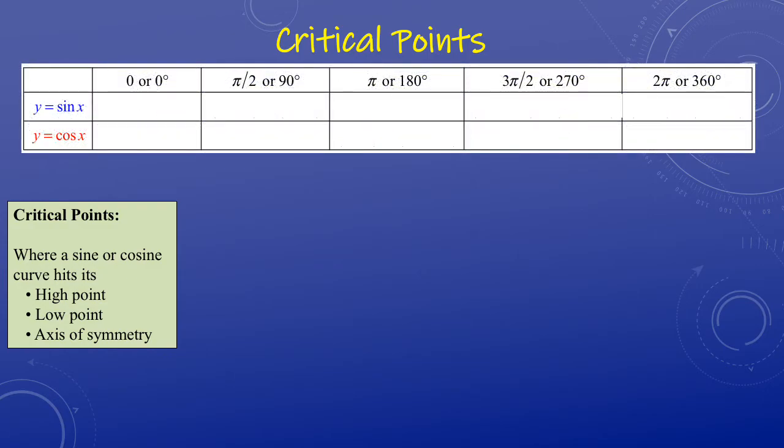For the sine and cosine functions, we will find that the critical points are the same. If we are in radians, it is 0. If we are in degrees, it is 0 degrees. Next, pi over 2 or 90 degrees. Next, pi or 180 degrees. Next, 3 pi over 2 or 270 degrees. And finally, 2 pi or 360 degrees.